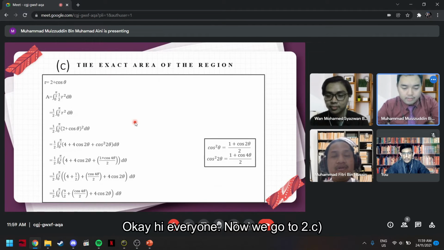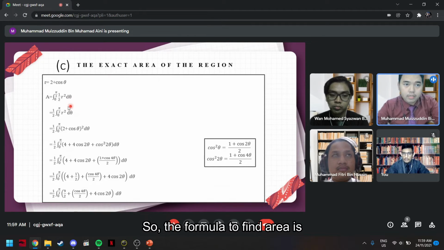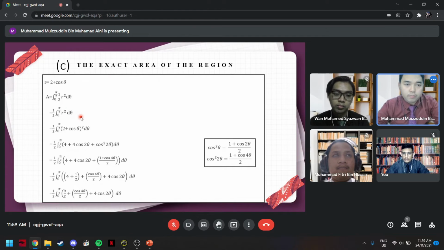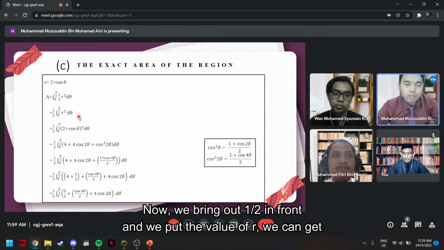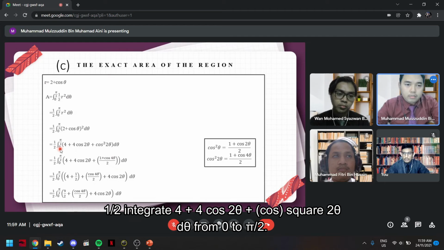Okay, hi everyone. Now we go to 2C. The question in 2C is to find the exact area of the region. So the formula to find area is integrate 1 over 2 r square d theta from 0 to pi over 2. Now we bring out 1 over 2 in front and we put the value of r. We can get 1 over 2 integrate 4 plus 4 cos 2 theta plus cos square 2 theta d theta from 0 to pi over 2.